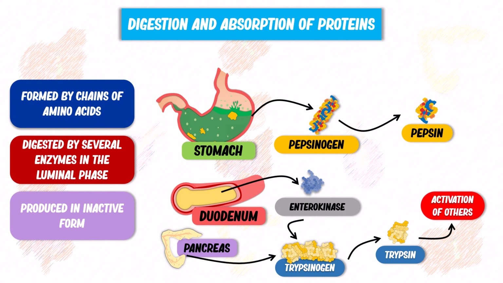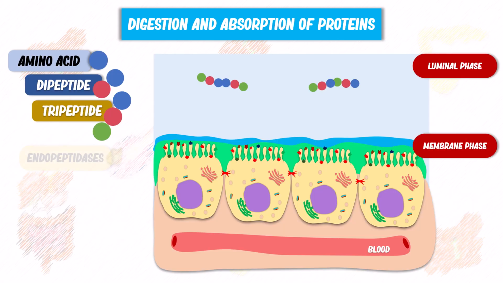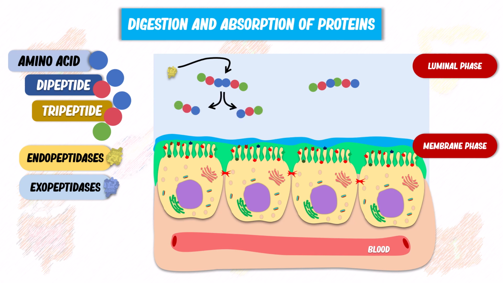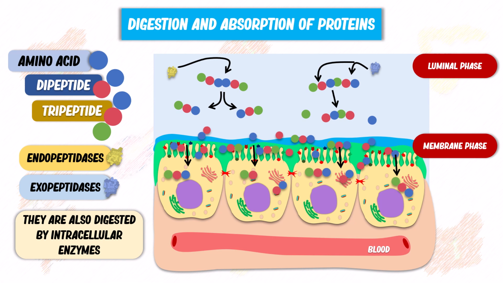protein-digesting enzymes. Proteolytic enzymes are classified as endopeptidases or exopeptidases. Endopeptidases, such as pepsin and trypsin, break internal peptide bonds, creating shorter chains, while exopeptidases cleave terminal bonds to release individual amino acids. After luminal digestion, peptides move to the membrane phase, where further breakdown occurs, yielding dipeptides, tripeptides, and free amino acids. Unlike carbohydrates, proteins can enter enterocytes as dipeptides or tripeptides, where intracellular enzymes convert them into free amino acids. Only free amino acids cross the basolateral membrane into the bloodstream.